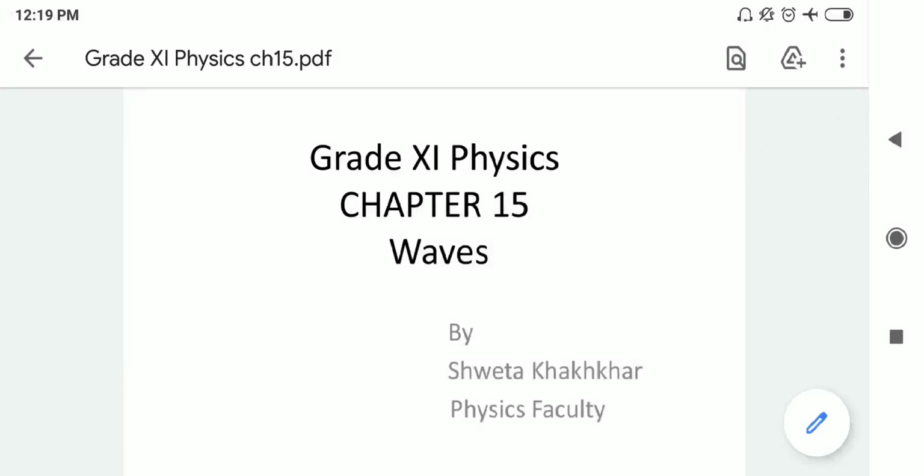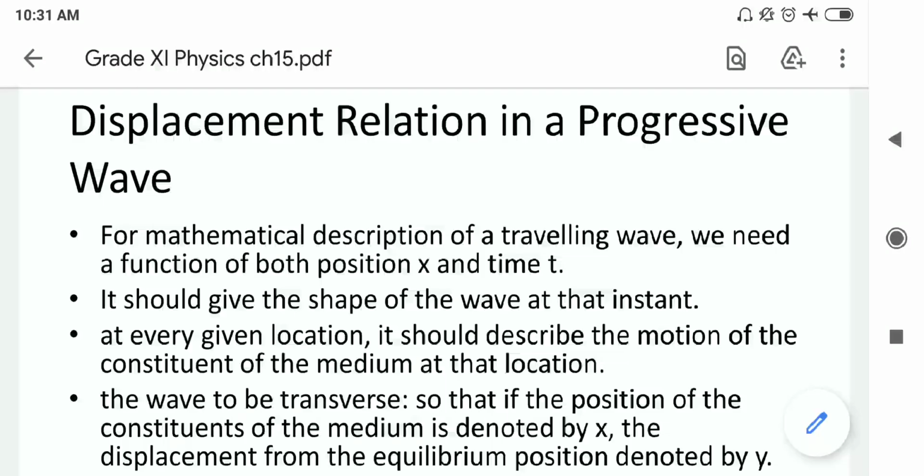Here we are going to start the new session of chapter 15, waves. Now let us understand displacement in a progressive wave. Here we are defining displacement in a mathematical form of a traveling wave.